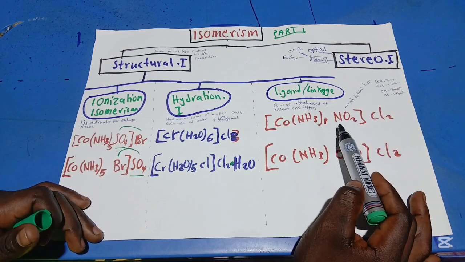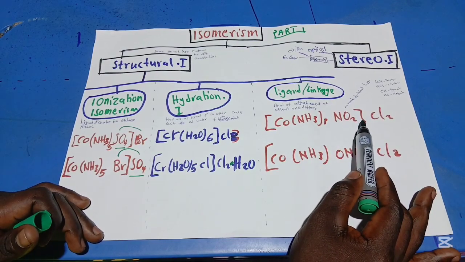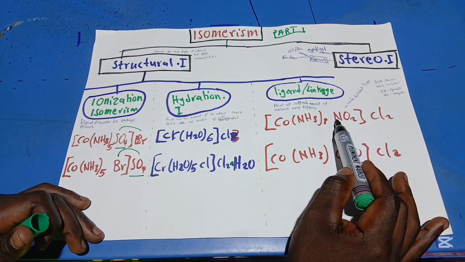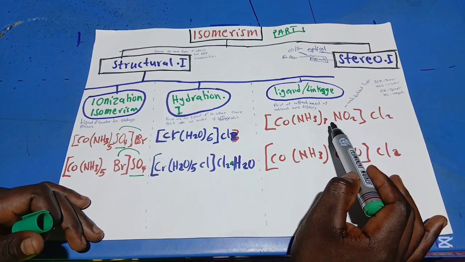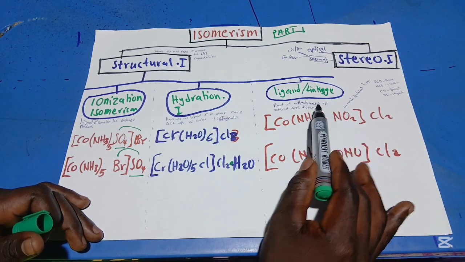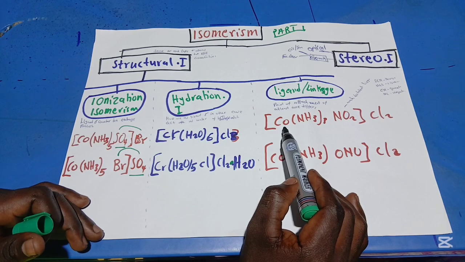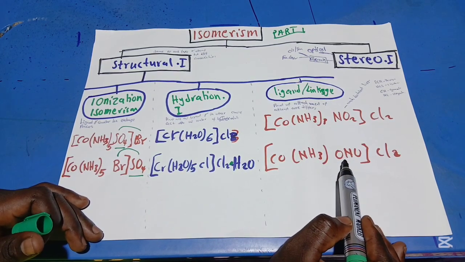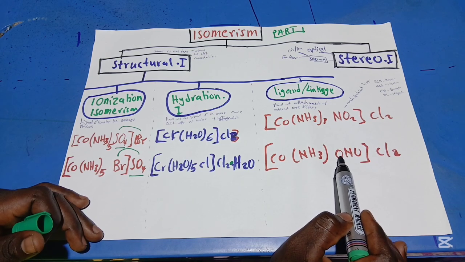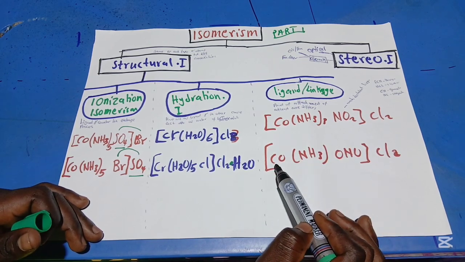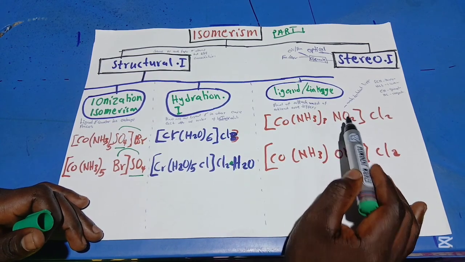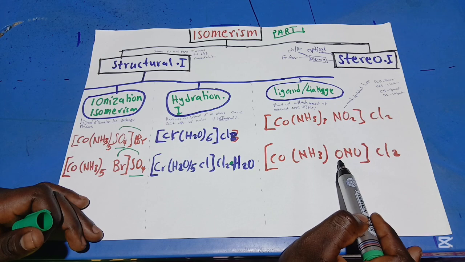If you look at this complex, NO2, here we have ONO. So in this place, we have N coming first before O. N coming first before O means that it is nitrogen that has donated a lone pair of electrons to form a complex with cobalt. And in this place, we have O coming first, showing that it is oxygen that has donated a lone pair of electrons to form a complex with cobalt. So in this complex, the donor atom is nitrogen, and in this complex, the donor atom is oxygen.